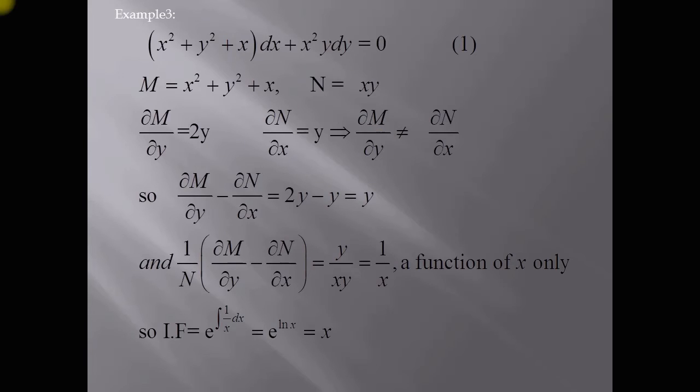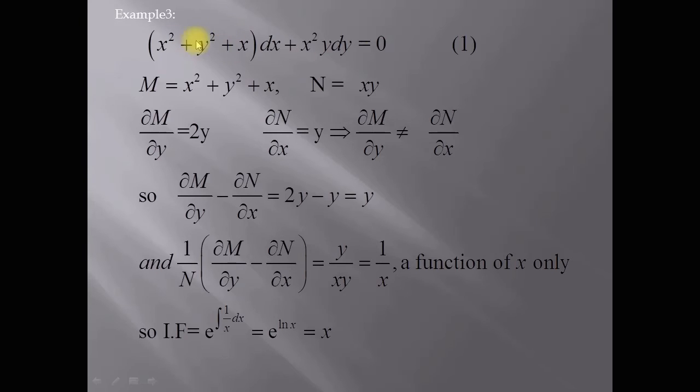Now let's move on to another example. Suppose we have a differential equation (x square plus y square plus x) dx plus x square y dy is equal to 0. This is equation number 1, and this is the given differential equation. First of all, check whether this differential equation is exact or non-exact.